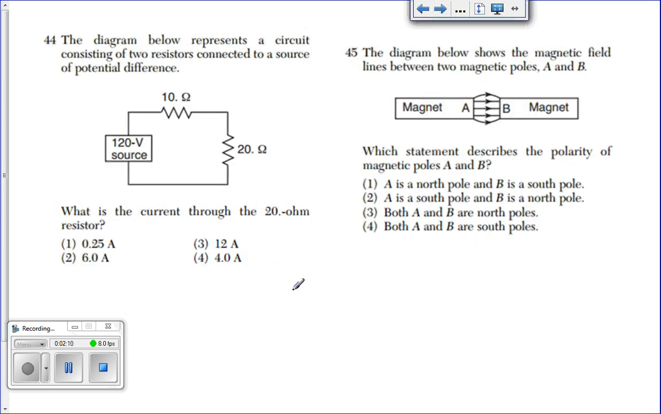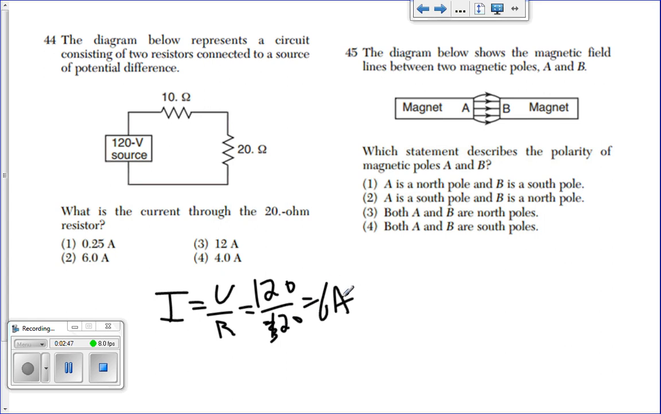Number 44. This can be a tricky question if you're not careful. Right, this is a series circuit right here with 2 resistors, and it's asking us to find the current through the 20 ohm resistor. All right, beware of these types of questions because people's first instinct is to say, okay, well, I know how to do this. I know that I equals V over R. That's 120 over 20. And so that should be 6 amps.